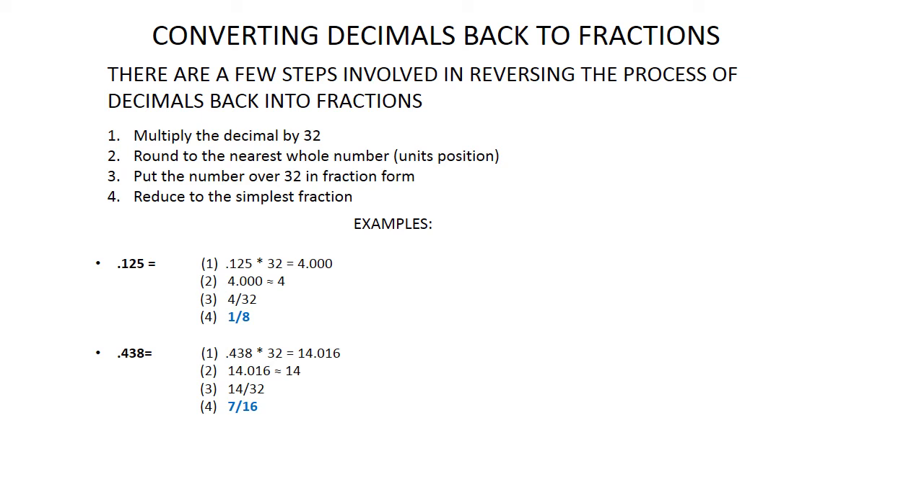0.125 times 32 equals 4.000. Step 2. 4.000 to the nearest unit, or to the nearest whole number, is 4. Step 3. You put 4 over 32. Then you reduce it to the simplest form, which is 1/8.